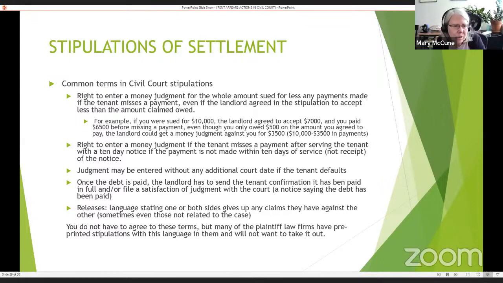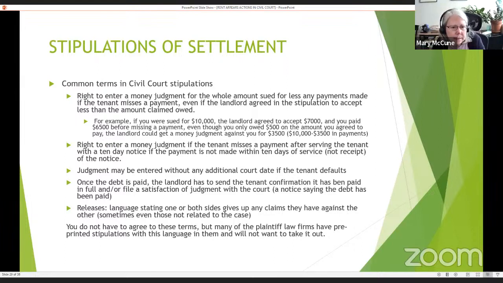But the civil court judges, they're very used to this, and so they don't think it's out of the ordinary. They're totally fine with it, even though it's really unfair. But they say, well, this is to pressure you to comply with the agreement and pay on time. So it's really important to read the stipulation and see if they've asked for something like that.